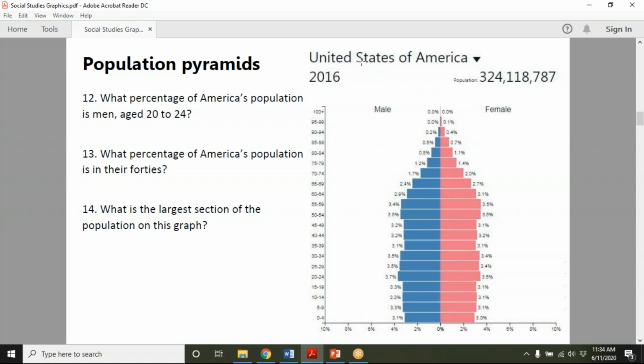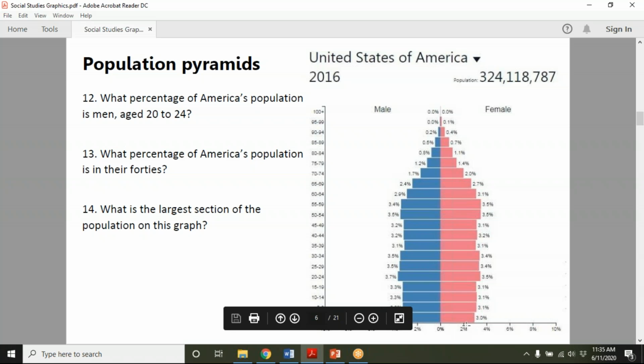Okay, so this is a country, the United States of America. We're going to look at a couple different ones. It's the population in the year 2016. The total population at that time was 324 million people. There's a lot going on here, so you can learn a lot. The vertical axis is age: 10 to 14, 15 to 19, 20 to 24. It looks like 5-year increments of age going up to 100 years old.